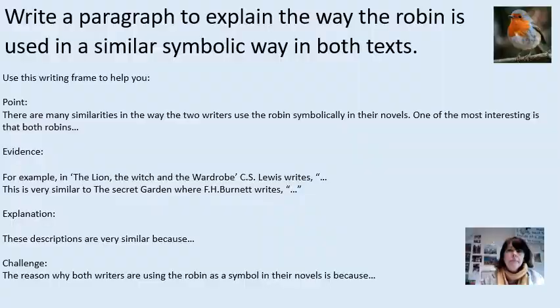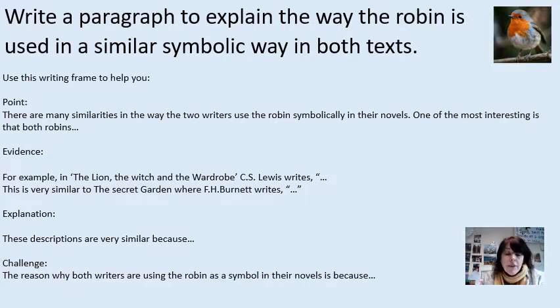So your final task today is to have a go at doing a piece of writing about symbolism, and also using that really important comparison skill that you need to start developing. So we've got the task: write a paragraph to explain the way the robin is used in a similar symbolic way in both texts. The challenge is to bring in that biblical knowledge that you've just gained, the history of the symbolism, and try and explain why it is that Lewis and Hodgson Burnett have used the robin in a similar way.